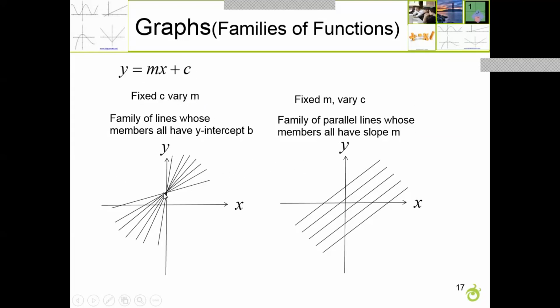Dia punya y-intercept. Okay, and if we fix the value of m and vary our value of c, okay, kecerunan dia sama m, tapi c dia iaitu y-intercept dia berlainan, so kita akan dapat families of parallel lines macam ni. Okay, slope dia semua sama, kecerunan dia semua sama, sebab tu dapat parallel line.